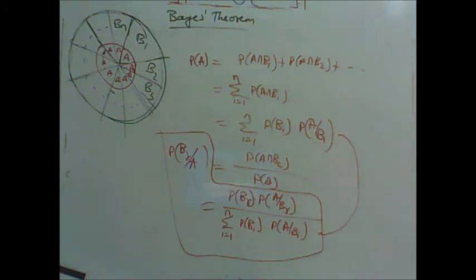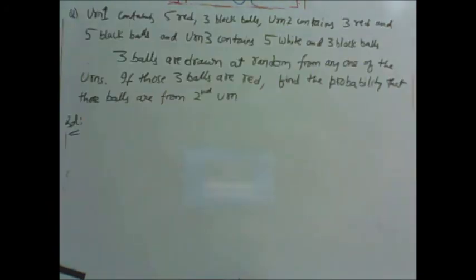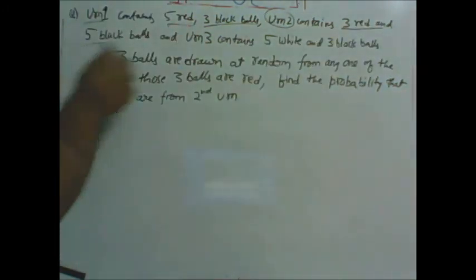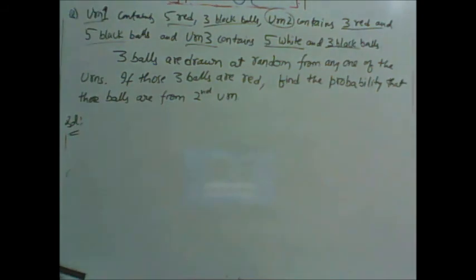Let us solve one example on this. The question is given: Urn 1 contains 5 red and 3 black balls. An urn you can consider an almirah or a box. Urn 2 contains 3 red and 5 black balls. Urn 3 contains 5 white and 3 black balls.